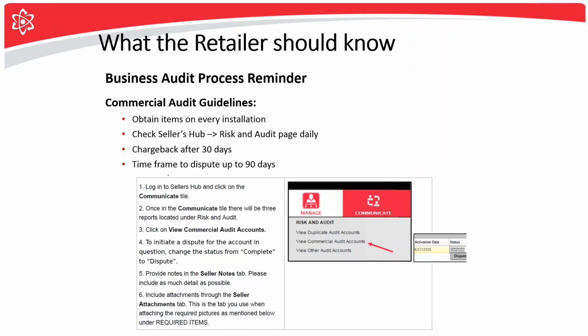Once you have a commercial audit, what you'd have to do is go into Sellers Hub in the Communicate tile, and you can click View Commercial Audit Account. If you would like to check, you can always check any commercial accounts that have a dispute, and then you would just submit your dispute. We do have a video available on Dow Portal that shows the entire process for submitting a commercial dispute. It's actually a rather simple process. You just have to make sure that you already have the pictures available before you start.